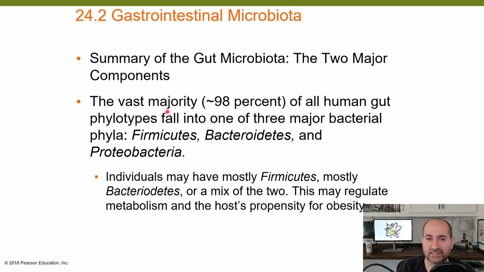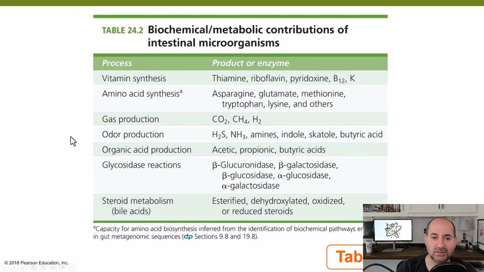Interestingly, the vast majority, upwards of 98% of all human gut phylotypes, this means taxonomic phyla, fall into three of these bacterial phyla: Firmicutes, Bacteroidetes, and the Proteobacteria. Individuals may have mostly Firmicutes, or they could have mostly Bacteroidetes, or a mix of the two. And this may regulate metabolism and the host's propensity for obesity. So studies have been done between Firmicutes and Bacteroidetes, and the studies show that the ratio of the two can influence obesity. I'm going to show you that study in just a minute, but here you can see a table of biochemical metabolic contributions of intestinal microorganisms.